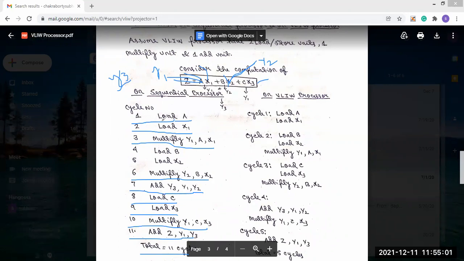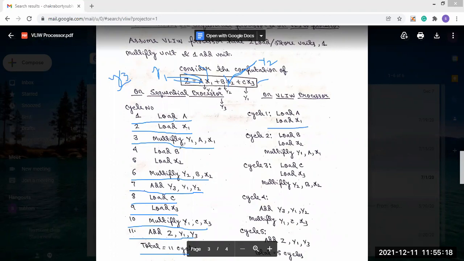So you see load A and load X1. These two are performing operations on memory, load and store. That's why we have used one clock cycle for them.